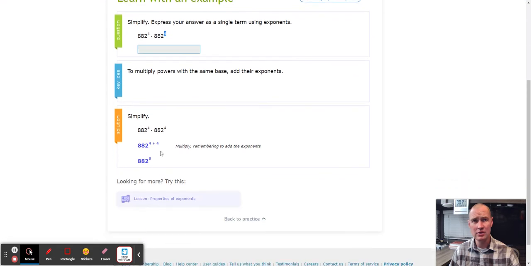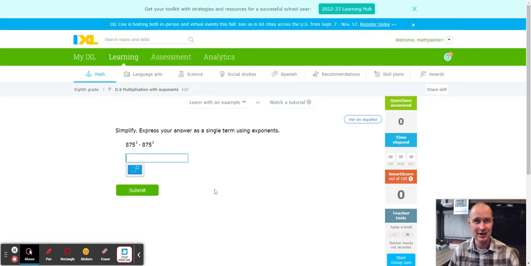Now, what exactly do we do? We're going to put the base as one number. So notice 882 stays the same, and the two exponents, we're just going to simply add and leave it at that. Let's give this one a try and see how well it works.